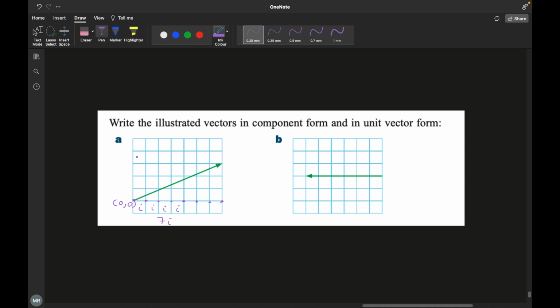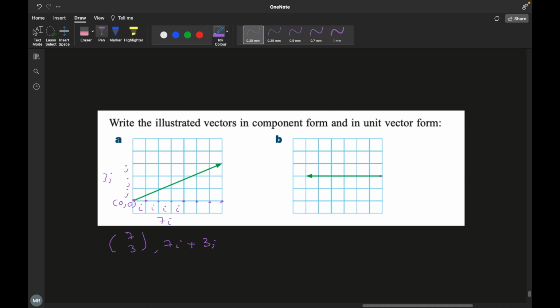and so on. And now let's look at the y direction. It's going to be j, j, and j. And therefore, it's 3j. In component form, it would be 7, 3. And in unit vector form, it would be 7i plus 3j.